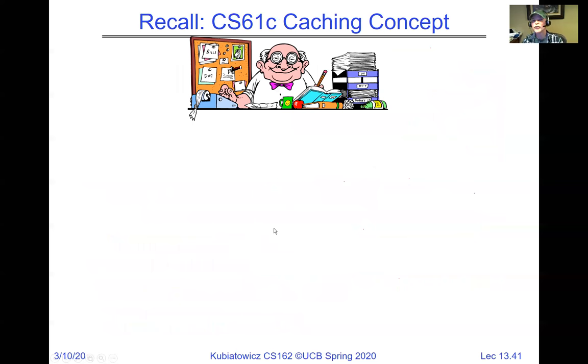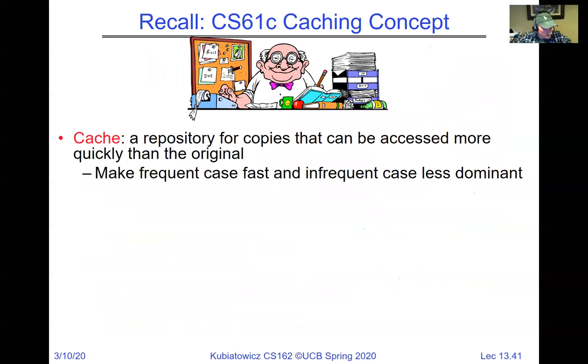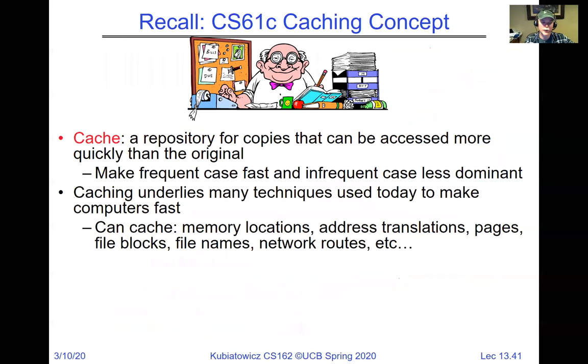If you remember from 61C, we have this idea of a cache, which is a repository for copies that can be accessed more quickly than the original. We're going to make the frequent case fast and the infrequent case less dominant. What's interesting about operating systems, I like to joke that operating systems are all about caches. Everything's a cache. You can cache memory locations, address translations, pages, file blocks, file names, and network routes. We will do that in the rest of the term.